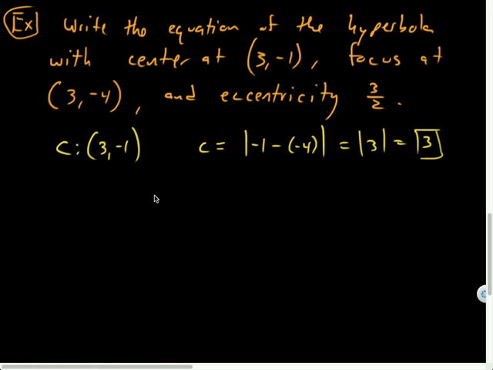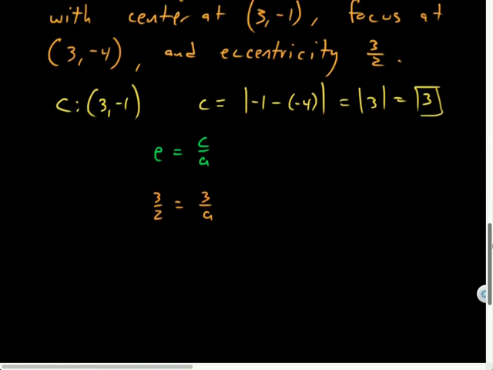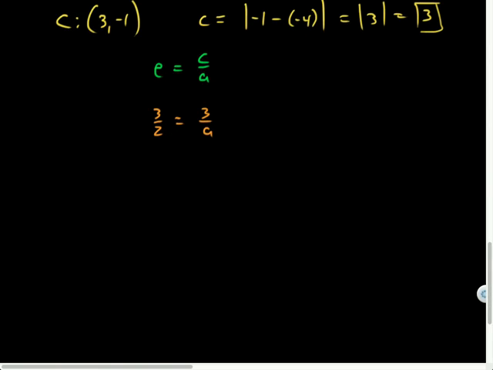I know that if eccentricity is equal to c over a, well, I can plug in what I know. E is 3/2. Let me do that in orange, actually. 3/2 equals c is 3. Could I solve this equation for a? In this case, it's maybe a little obvious, but I could cross multiply. So I'll have 3 times a is 3a, 3 times 2 is 6, and then divide, in case it wasn't as obvious. And I'll get a equals 2.